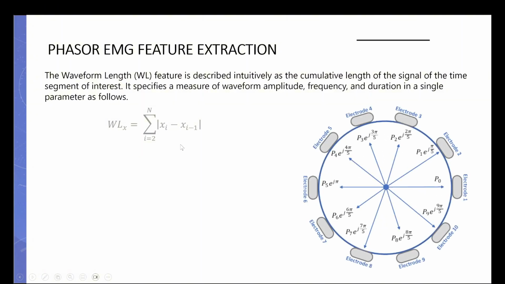So imagine another example where this time you have 10 electrodes, and this is the phasor representation across these electrode positions.